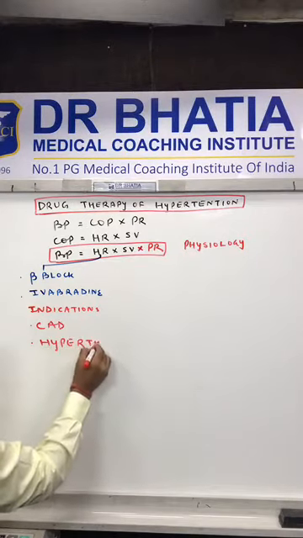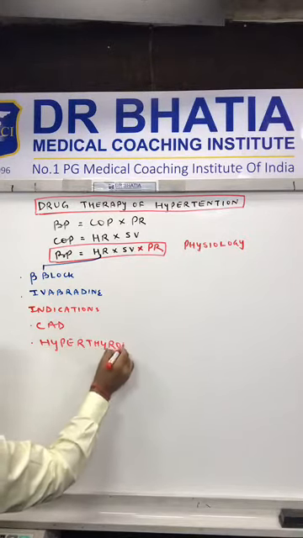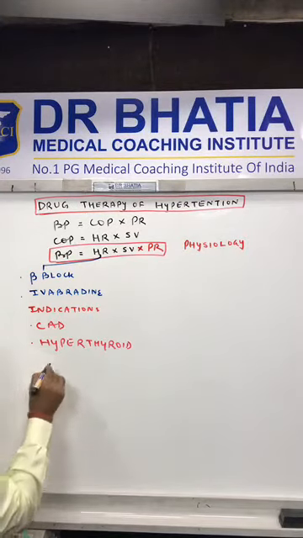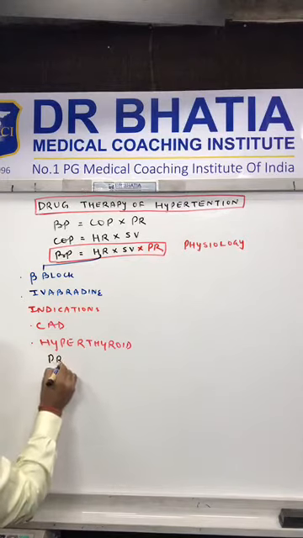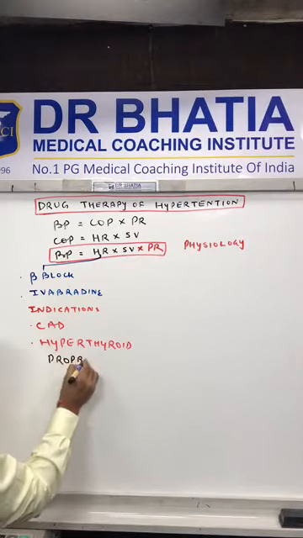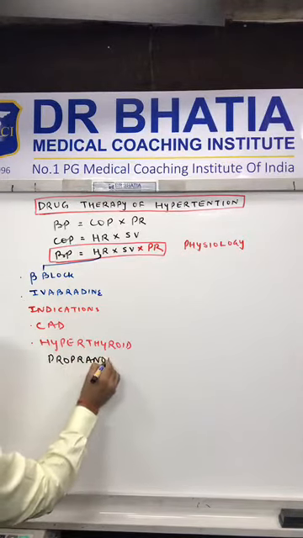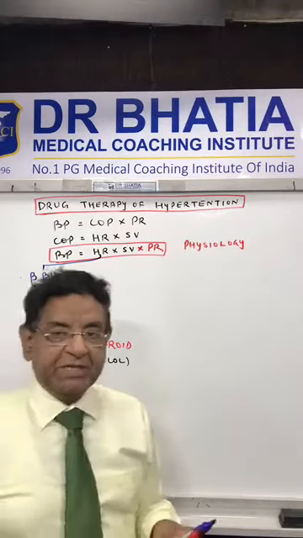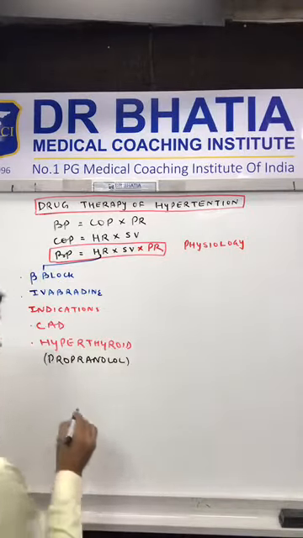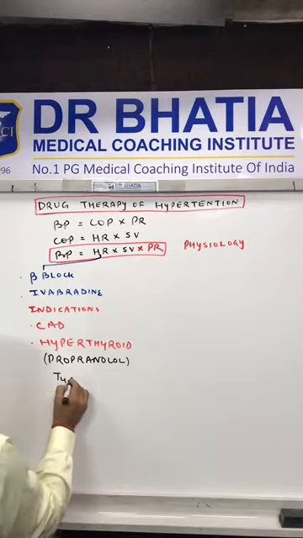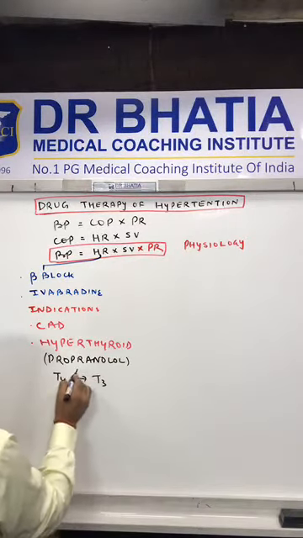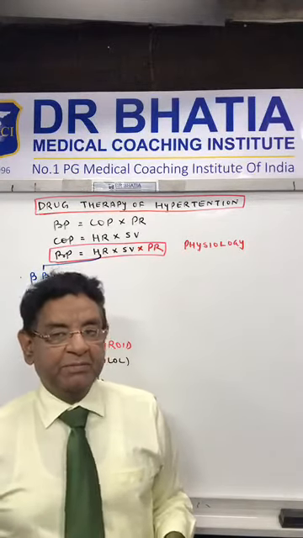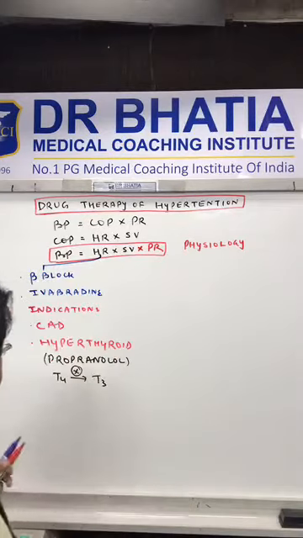hyperthyroidism. And in hyperthyroidism, specifically we use propranolol, because propranolol has an additional quality of inhibiting T4 to T3 conversion, and T3 is the active hormone.